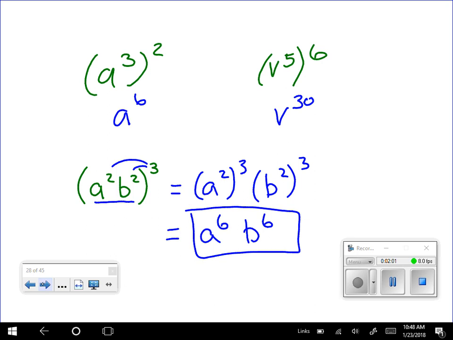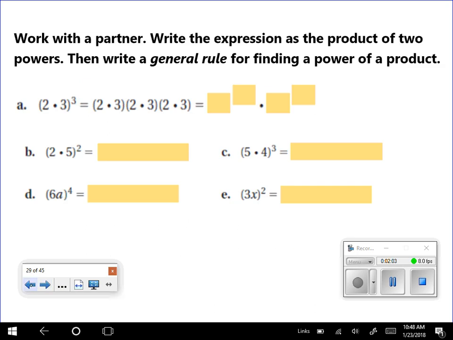So let's move it down so we can look at power of a product more specifically. So we've broken it apart multiple times with these breakdowns to make sure that we understand how this looks. It's having you write the expression as a product of two powers and then write a general rule for finding it. So we'll kind of talk about what it is. And we've already talked about this a little bit, so it won't be very difficult.